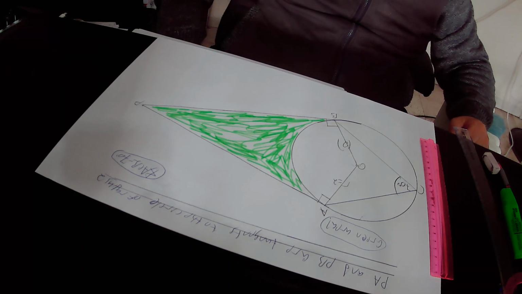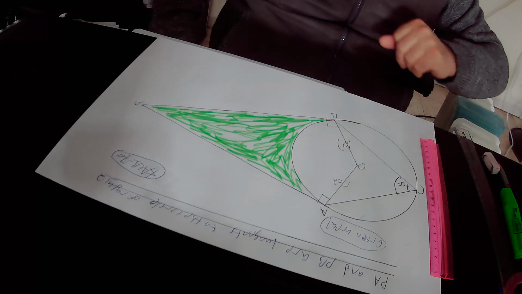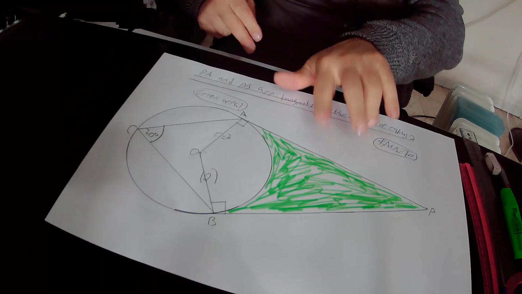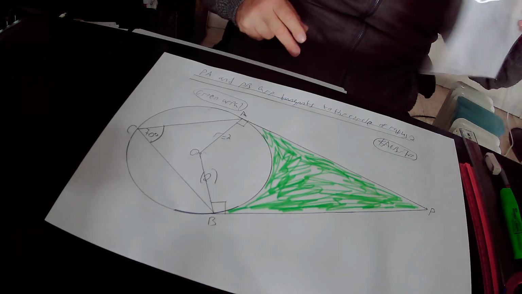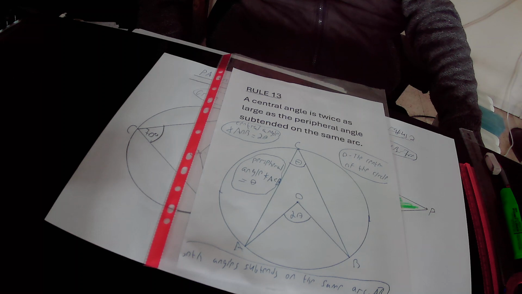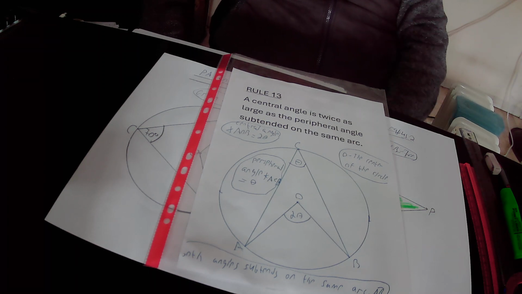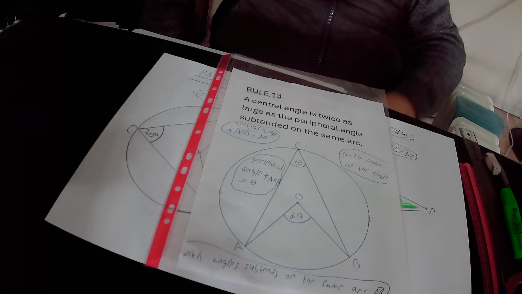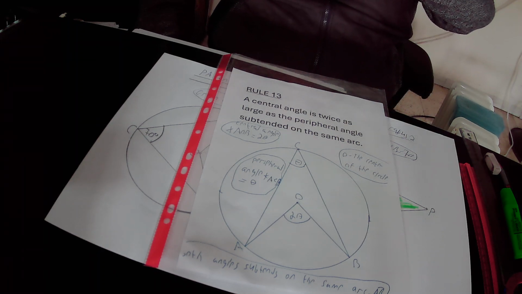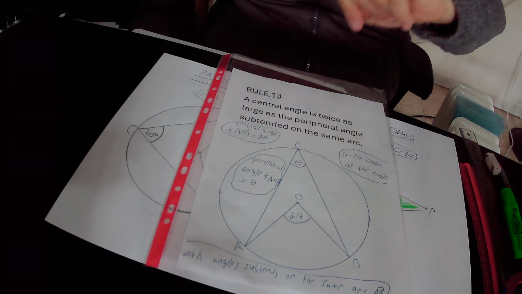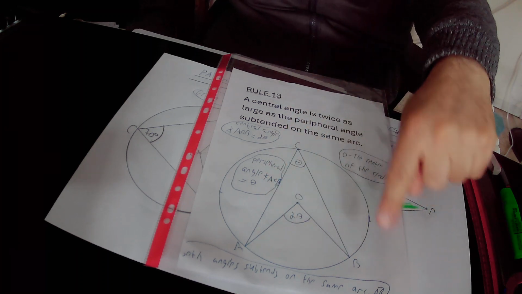In the next step, I will present to you a new rule, and we'll implement the new rule in our drawing. The new rule is rule 13. According to rule 13, a central angle is twice as large as the peripheral angle subtended on the same arc. So in the drawing we have a circle. Inside this circle we have peripheral angle ACB. This is peripheral angle ACB that is actually subtended on chord AB.